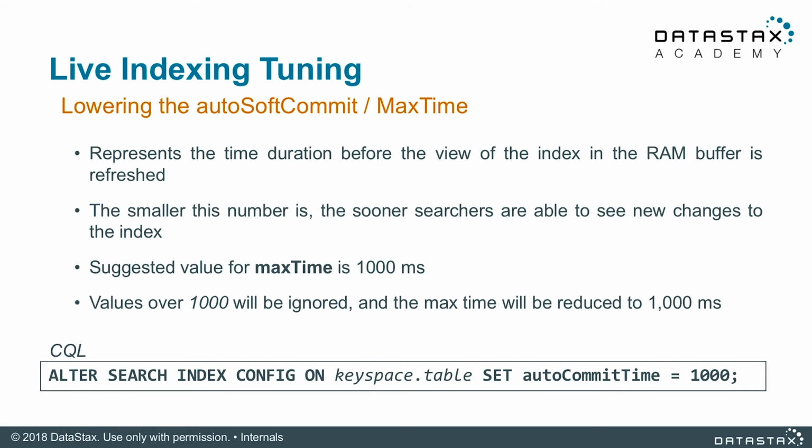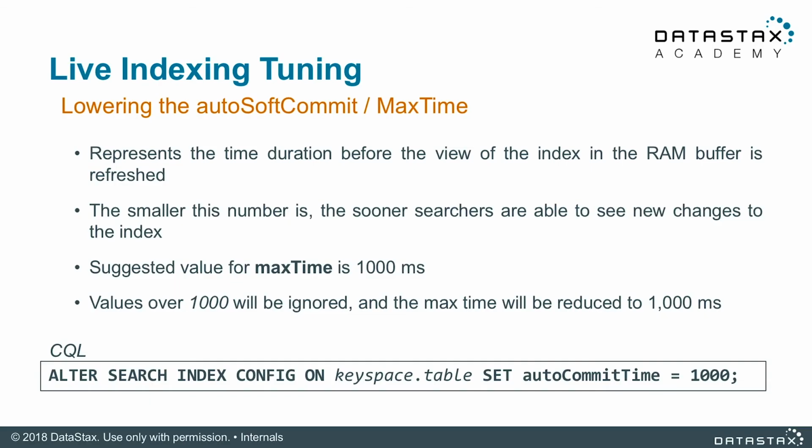Another recommendation would be to lower the autoSoftCommit maxTime value. The suggested value is 1000 milliseconds, which is actually the maximum value when live indexing is turned on and can be set lower. In the case of live indexing, this setting is not about when a soft commit is performed, since we no longer need soft commits, but it does control when the view of the index in the RAM buffer is refreshed. An example of changing the setting would be to use the CQL command, like at the bottom here, to change the auto commit time.